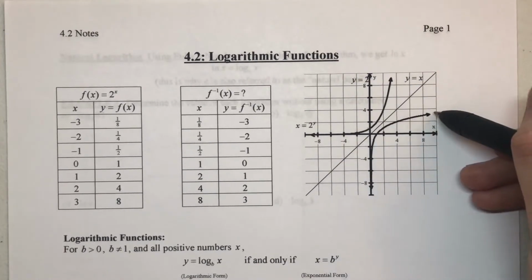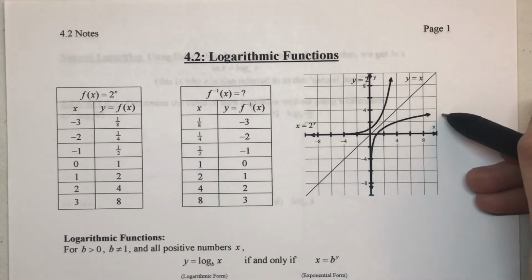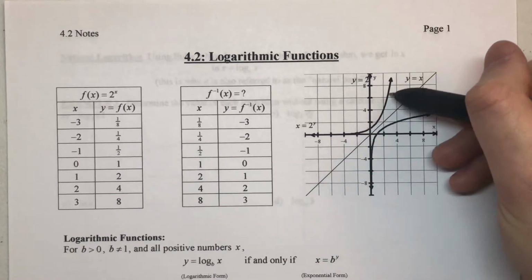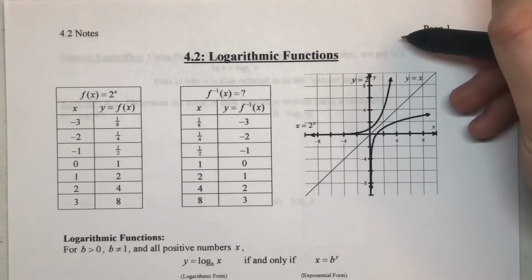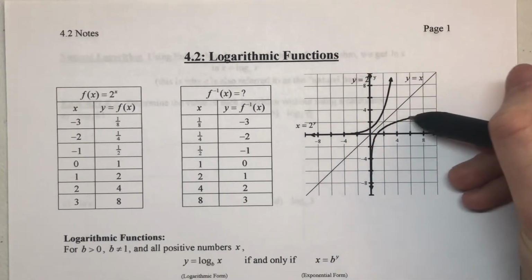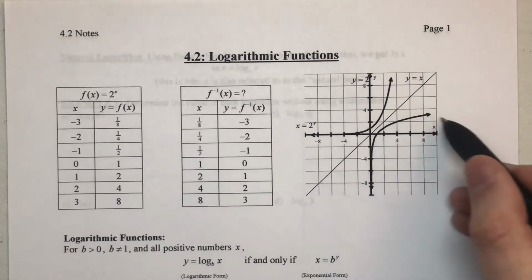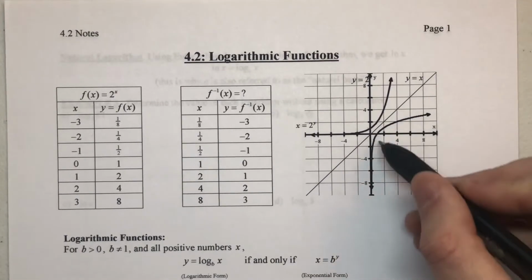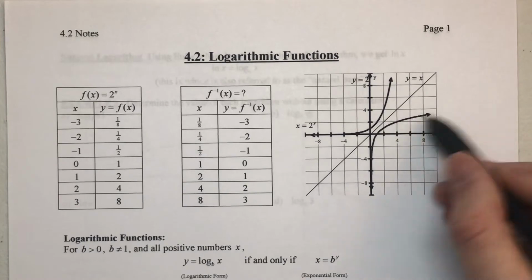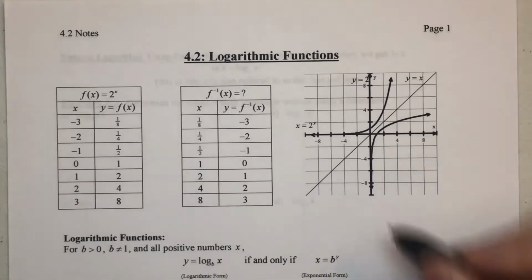It is still increasing, but it increases at a much slower rate, right? Exponential increased at a faster and faster rate. It increased at an increasing rate. This is increasing, but at a decreasing rate. It's slowing down. Now, it's never going to turn and decrease. It's never going to go downward. It's just going to go slower and slower in the increasing pattern off to the right.